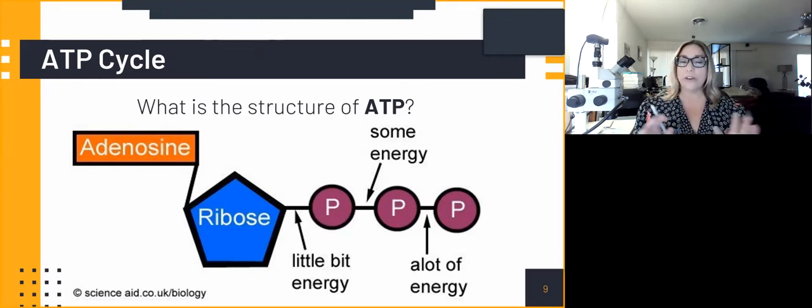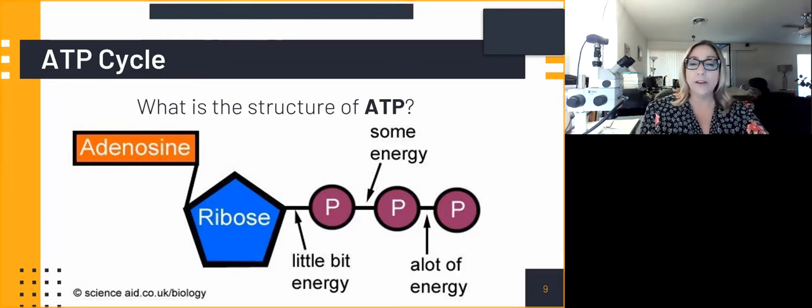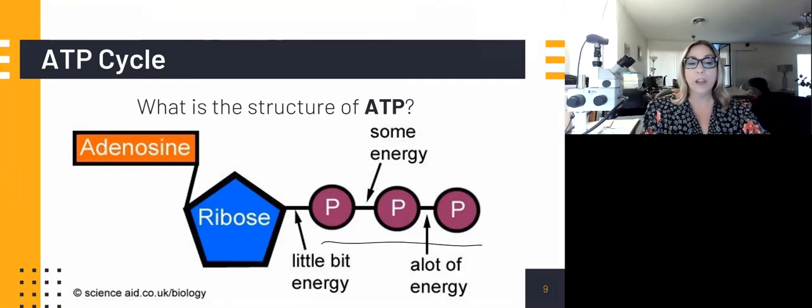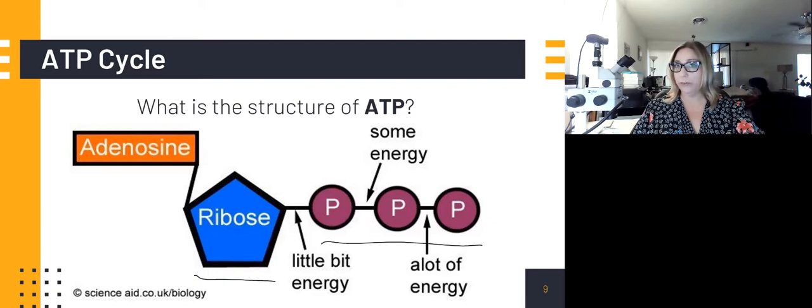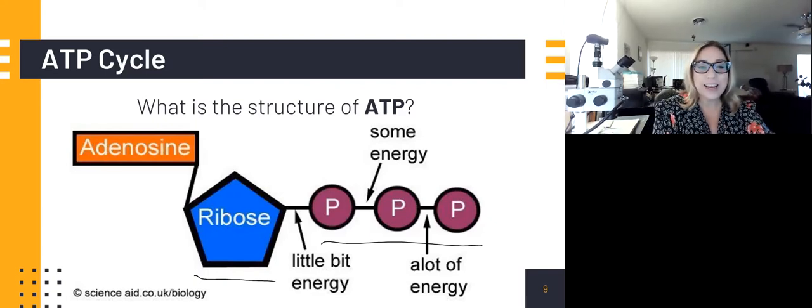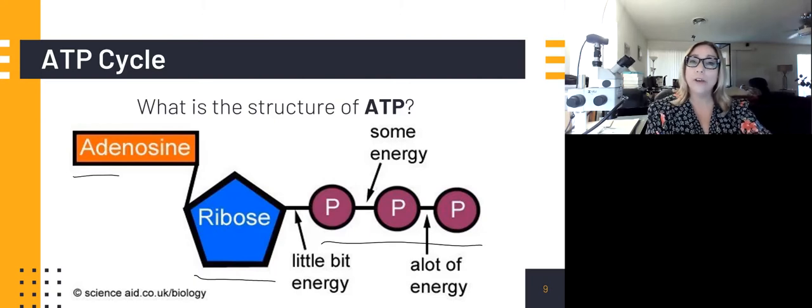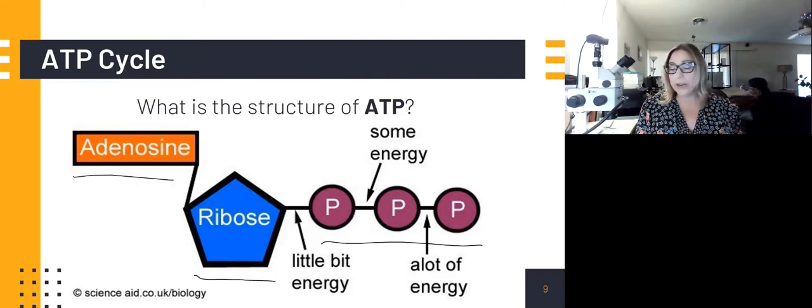So what you should have noticed here is that ATP has a very similar structure to a nucleotide. So ATP is a nucleic acid. It has phosphates, 3 of them, a sugar, which is ribose, and adenosine is almost the same structure as the base adenine that you find in DNA and RNA. So the components of ATP are 3 phosphates, a sugar, and a base, adenosine.